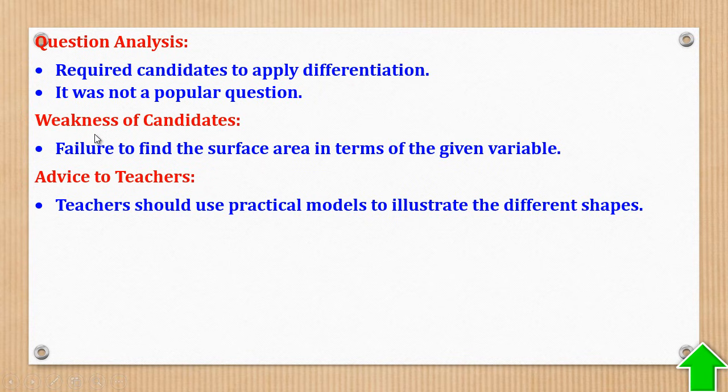Then the weakness is failure to find the surface area in terms of the given variable. They are supposed to remember that surface area is equal to this rectangular part and also the circular part. That was a challenge to some students in that year. So teachers should use practical models to illustrate different shapes, and that is by using nets. I think in O level you covered nets, so they are still applicable even in A level.